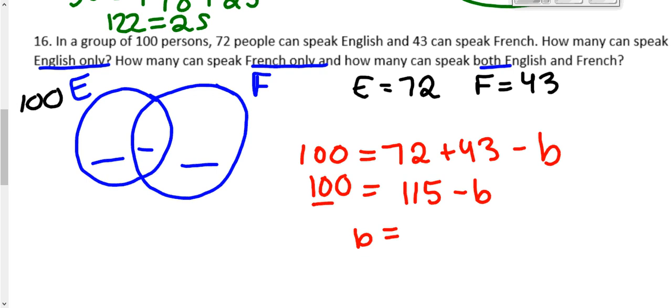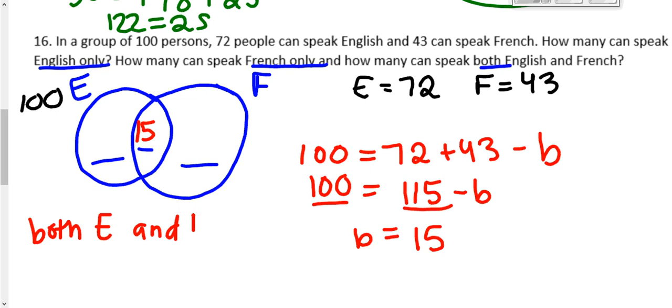Because the difference between 100 and 115 is only 15. So be careful there. So we have 15 people that speak both English and French. So both English and French is 15. So we'll catalog our answers here since we need all 3 of them. Then the next thing that we need is English only and then French only.